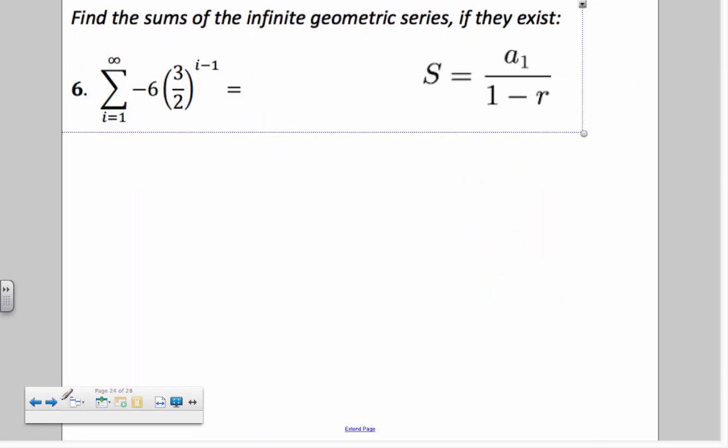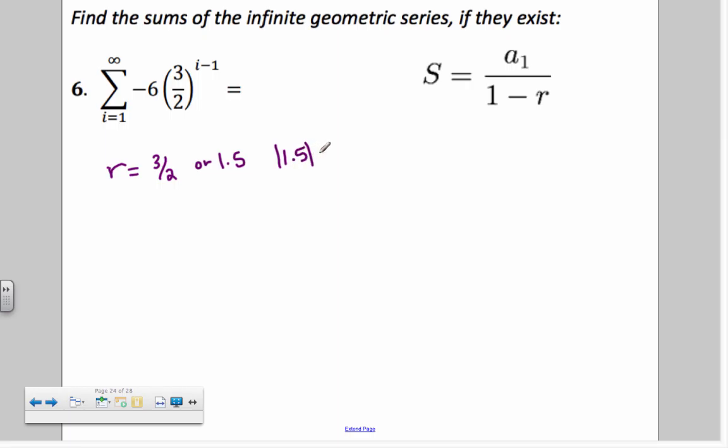The next problem says, find the sum of the infinite geometric series by using sigma notation now. So again, I need to find out, what's my r? In this one, it's actually a little bit easier. My r is easy to find because it's always the base of my exponent. So my r here is 3/2. Okay, so let's check here. 3/2, remember, we could write as 1.5. And the absolute value of 1.5 is greater than 1. So here, this sum does not exist.